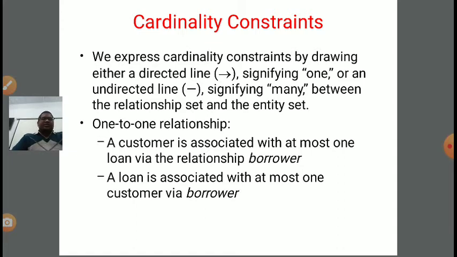So first is the one to one relationship. For example, a customer is associated with at most one loan via the relationship borrower. One customer and one loan entry, it is a one to one relation. A loan is associated with at most one customer via borrower, meaning from A to B one and from B to A one, so it is a one to one relationship. And how do we write this in an ER diagram?